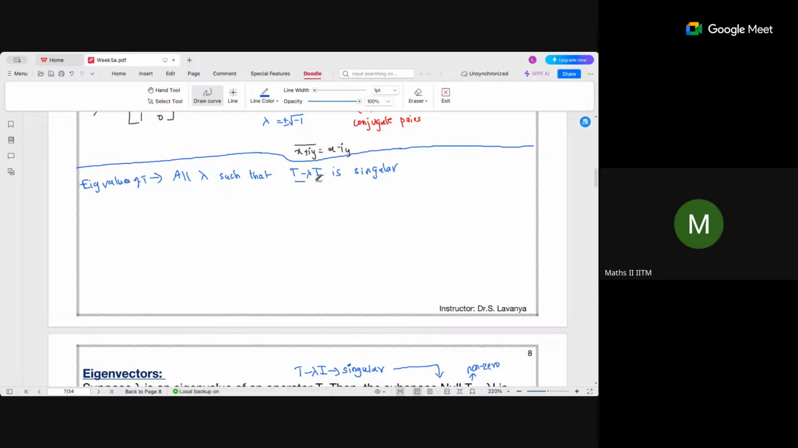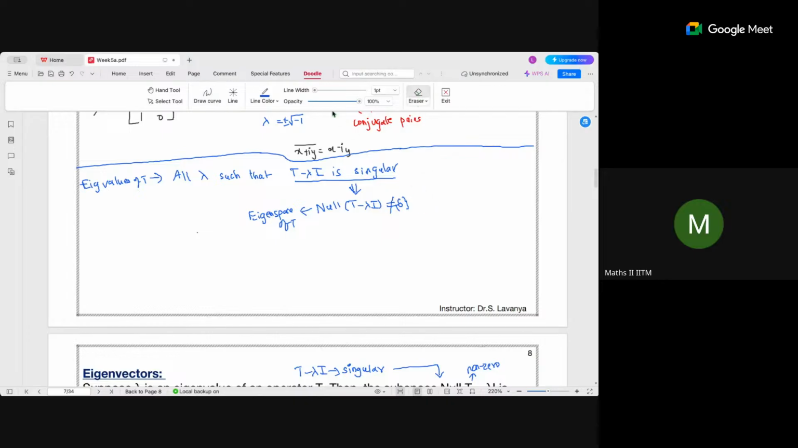Now, T minus lambda I is singular. This means what? My null space of T minus lambda I is non-zero. So there are some non-zero vectors here. Okay, so now this is called the eigenspace. What is an eigenspace of T? So eigenspace of T is simply the null space of T minus lambda I, and this is non-zero.